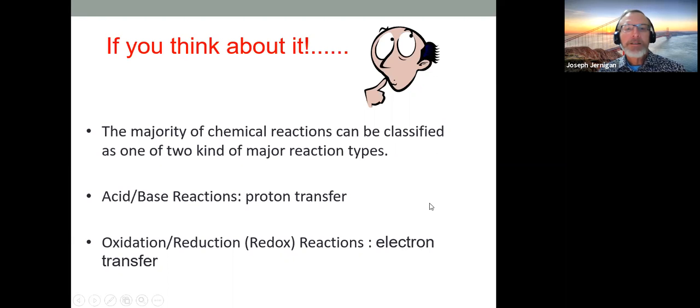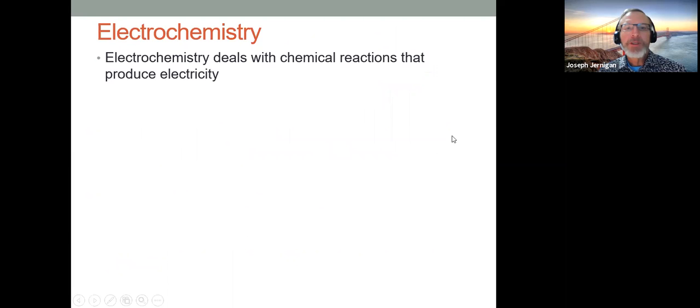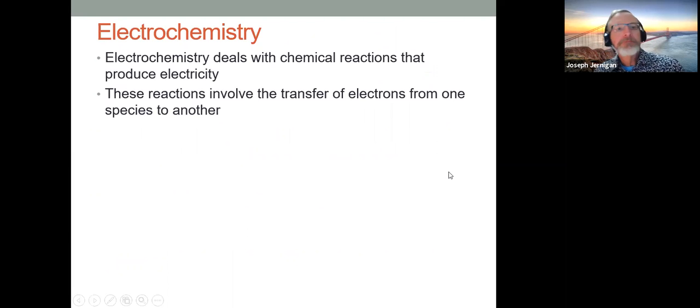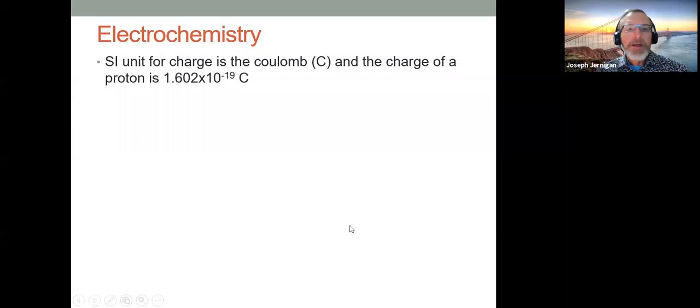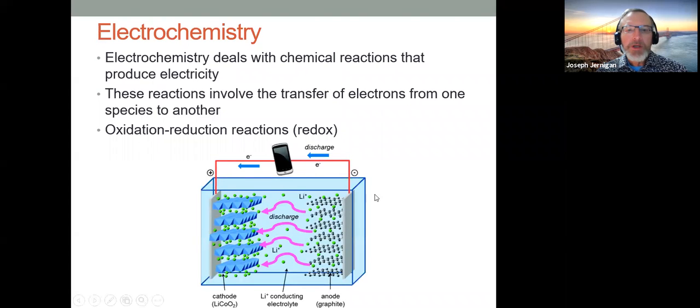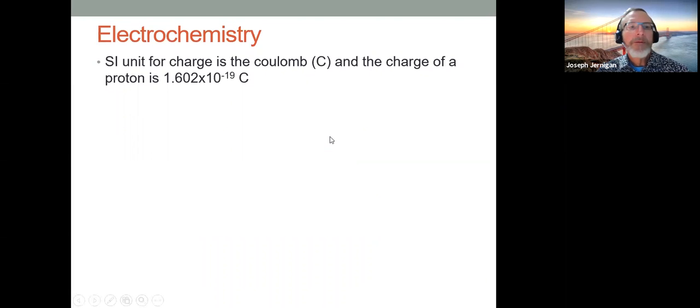Okay, so electrochemistry deals with chemical reactions that produce electricity. These reactions involve the transfer of electrons from one species to another, and they are referred to as oxidation reduction reactions. And what you're looking at is a lithium-ion battery schematic. But fundamentally, the electrochemistry is based on, again, the passage of current. And the current, does anyone know what an amp stands for?